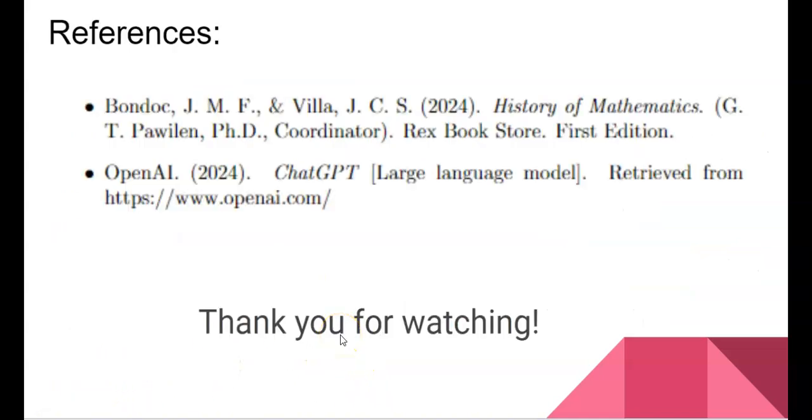I would like to thank our dearest writer educators, Mr. Bondo, Mr. Villa, and Dr. Pawilan, for writing this beautiful book, History of Mathematics, that I am reviewing. This historical artifact serves as a beautiful inspiration to students like me. And thank you also to Rex Bookstore for printing such an inspiring book.